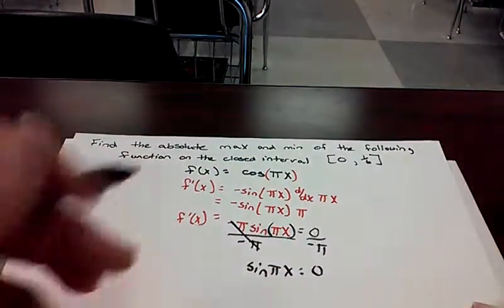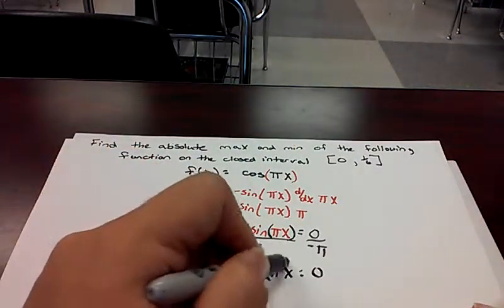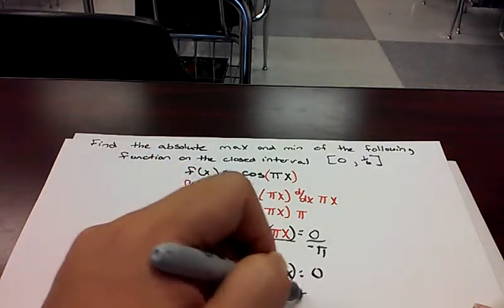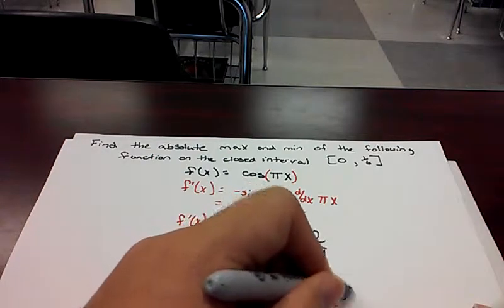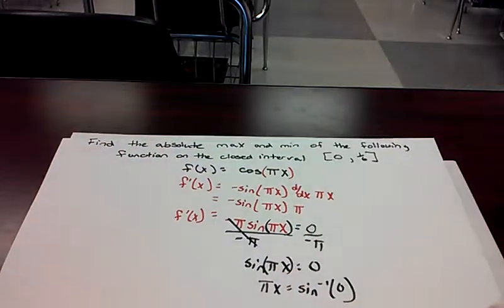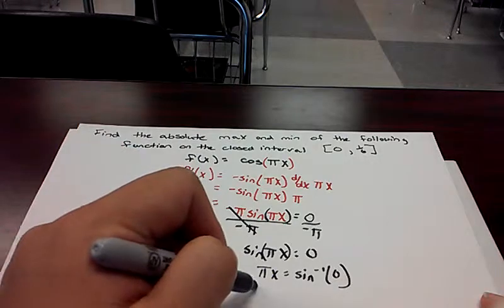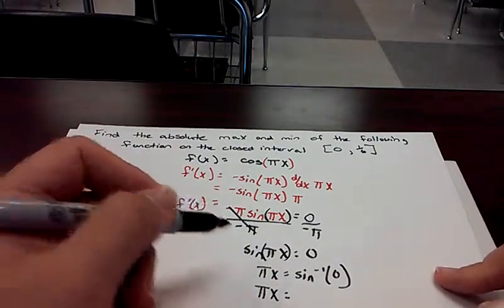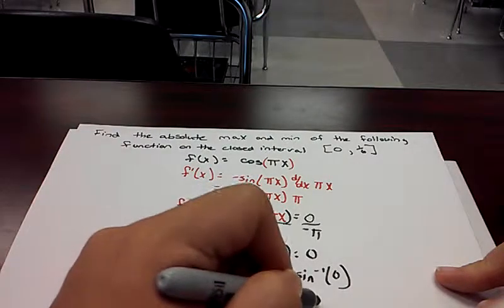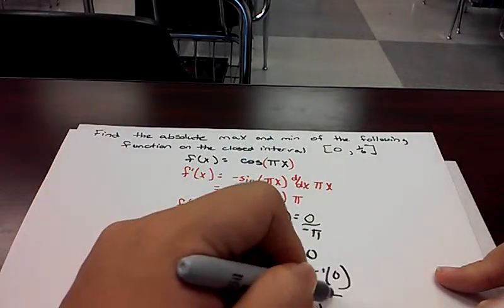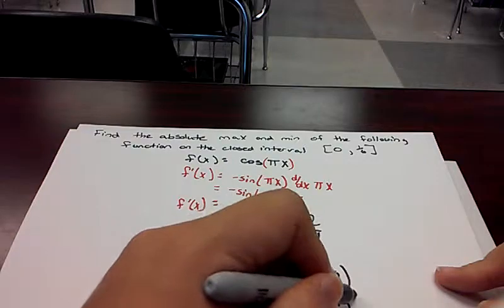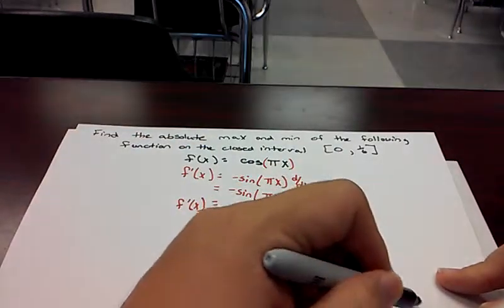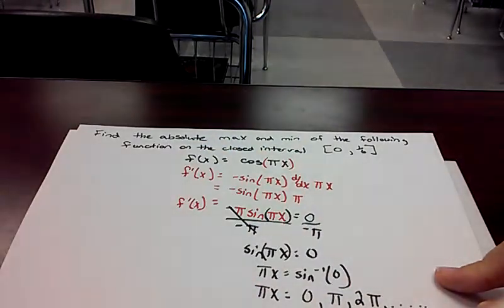And then the way that I'm going to get this pi x by itself is I need to do the inverse of sine. So I'm going to do pi x equals sine inverse of 0. And so the question is, where is sine 0? Well, sine is actually 0 at a couple of different places. Sine is 0 at 0. Sine is 0 at pi. Sine is 0 at 2 pi. Okay, and you could actually keep on going, but we're going to realize that you don't have to eventually.